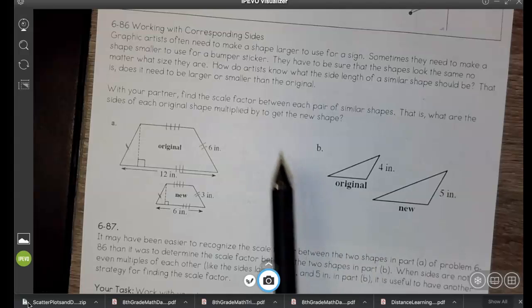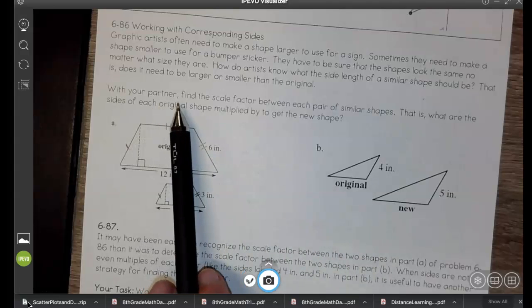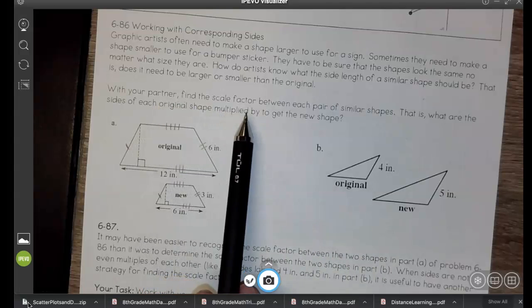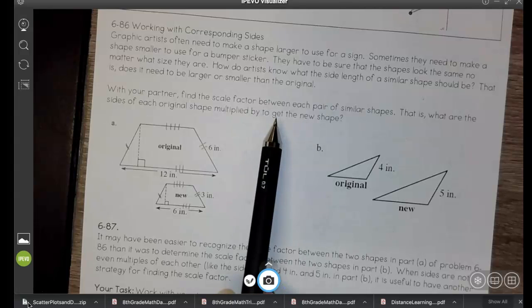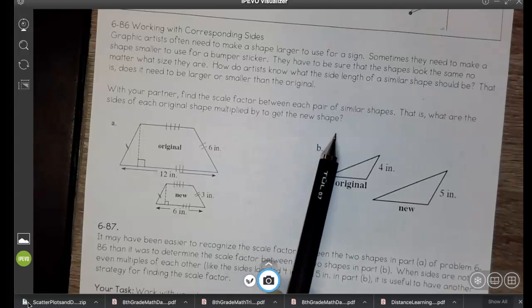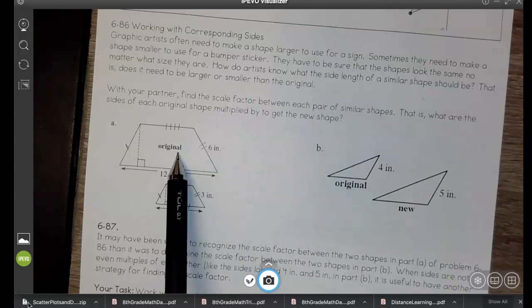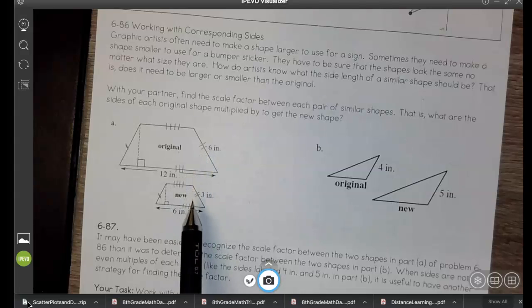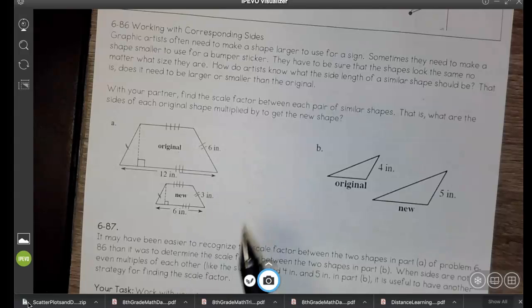So then in class, we're going to use this as a partner. We're going to find the scale factor between each pair of similar shapes. That is, what are the sides of each original shape multiplied by to get to the new shape? So if this is our original shape, what did we have to multiply by to get the number for the corresponding side?